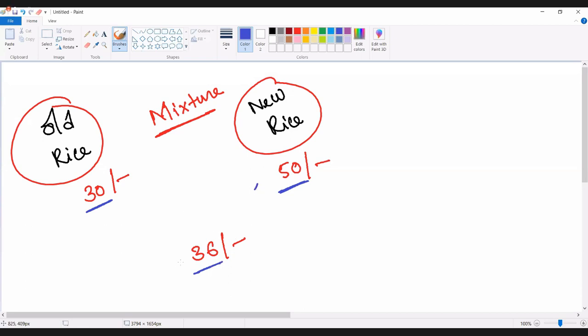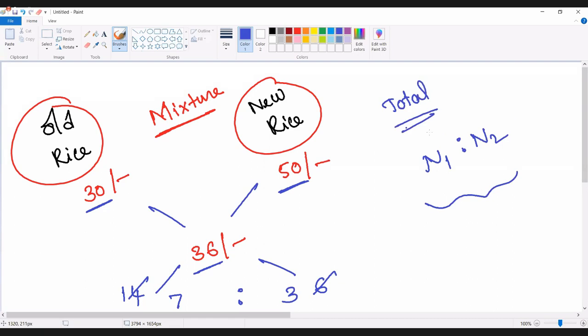So 50 minus 36 gives a result equal to 14. 30 minus 36 gives a result equal to 6. So from this data, we can say 7:3 is going to be the ratio of old rice to new rice. Sometimes, based on the question, N1 and N2 are to be found. Sometimes they will give the total value and expect us to find the N1 value and N2 value individually. That's a ratios question.